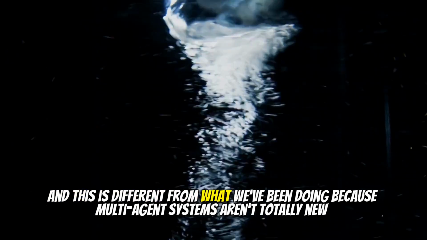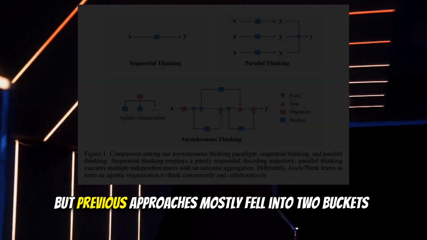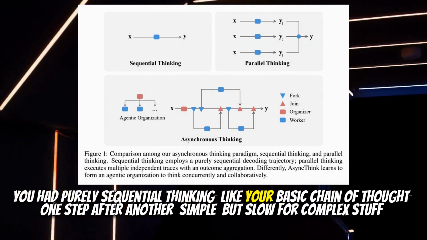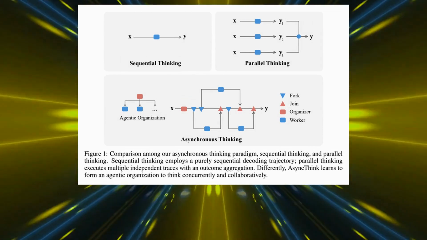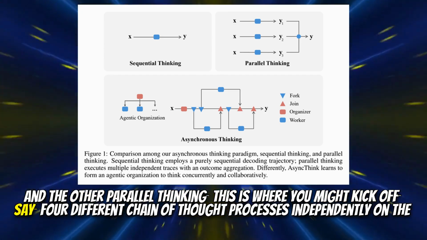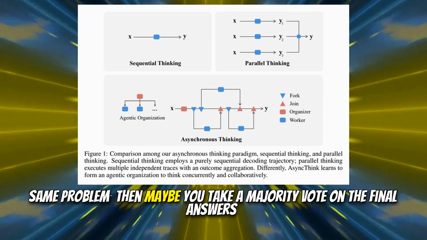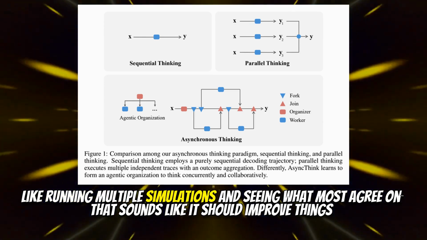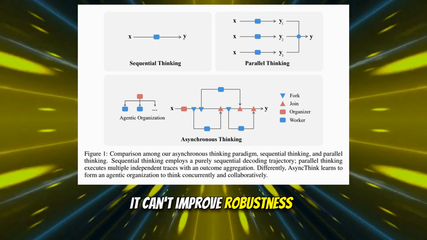Right, and this is different from what we've been doing, because multi-agent systems aren't totally new. True, but previous approaches mostly fell into 2 buckets. You had purely sequential thinking, like your basic chain of thought, one step after another. Simple, but slow for complex stuff. Okay, chain of thought. And the other? Parallel thinking. This is where you might kick off, say, 4 different chain of thought processes independently on the same problem. Then maybe you take a majority vote on the final answers. Right, like running multiple simulations and seeing what most agree on. That sounds like it should improve things. It can improve robustness, yeah.